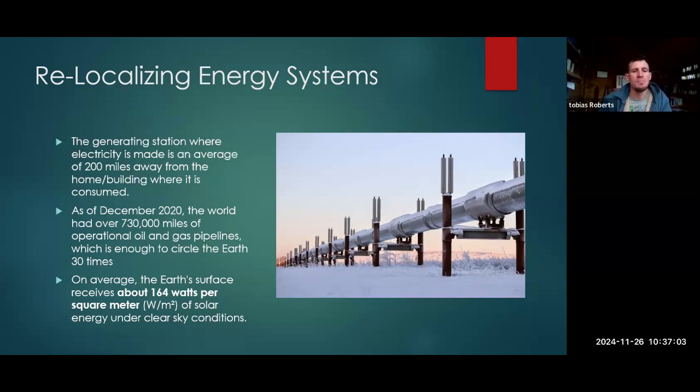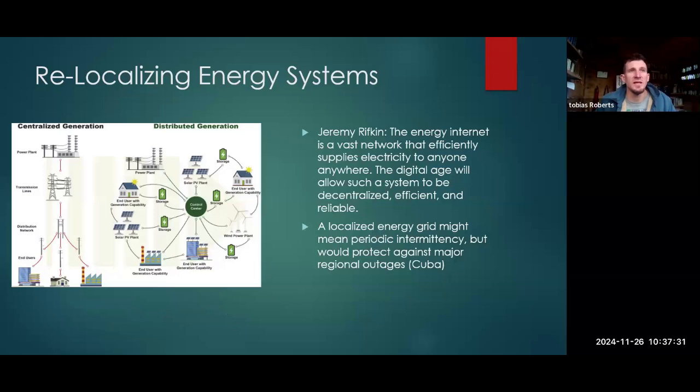At the same time, on average, every square meter of the Earth's surface receives about 164 watts per square meter of solar energy, under clear sky conditions, right? Obviously, there are going to be differences in areas that are at extreme northern latitudes, areas where there's lots of fog and cloud cover. But in general, every part of the world is receiving at all times an enormous influx of energy. We can talk about solar energy. We can talk about wind energy.